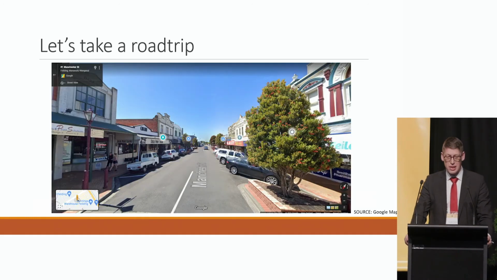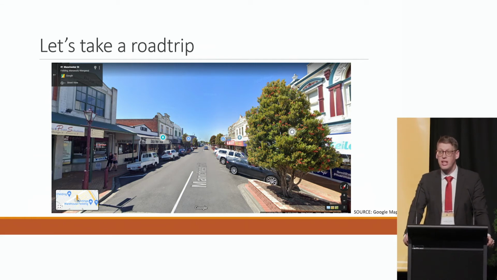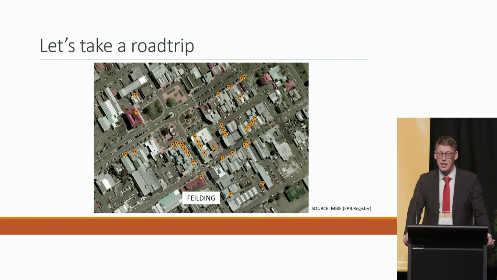I imagine it probably looks something a little bit like this. As structural engineers, we probably recognise that those 1- and 2-storey brick masonry buildings are likely to be earthquake-prone buildings. But when we look at that same street on an aerial map, we get a little bit of a different sense of the scale of the problem.